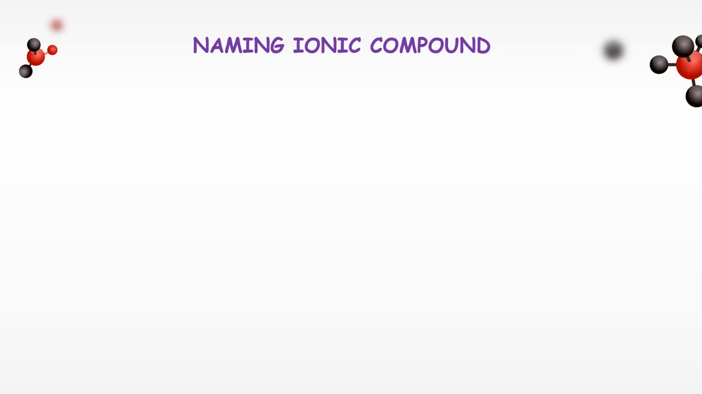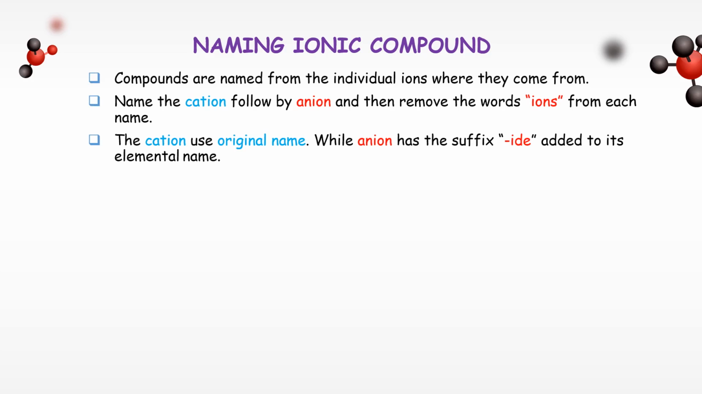So how do we name the ionic compound after we get the formula? The rules here: the compounds are named from the individual ions they came from. Name the cation followed by the anion, and then remove the word "ion" from each name. The cation uses its original name, while the anion has the suffix "ide" added to its elemental name.